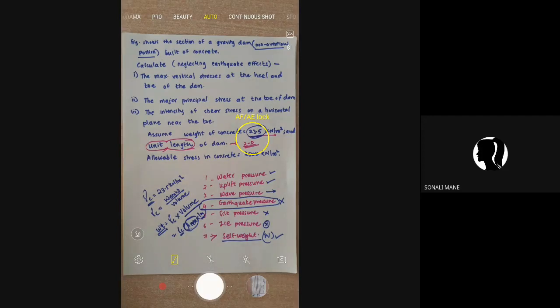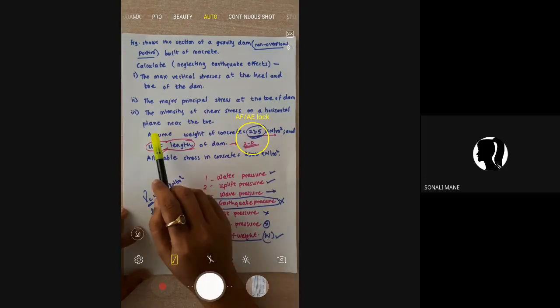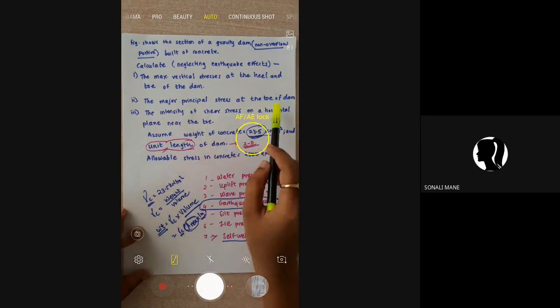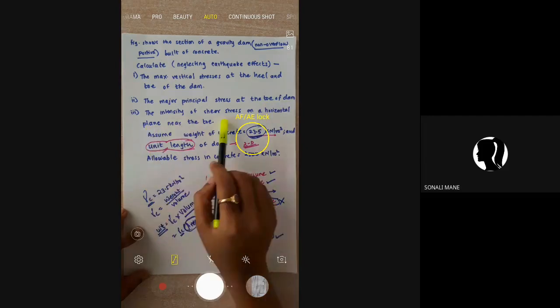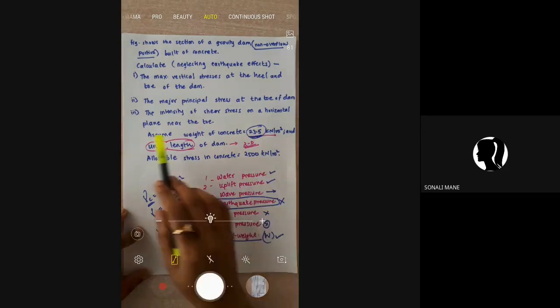In the last class we started with the analysis problem of a gravity dam, right? So in that, the problem was given as a figure showing a section of a gravity dam in the non-overflow portion, that is the portion excluding the spillway. So we have to calculate the maximum vertical stresses at the heel and at the toe of the dam, and the principal stress at the toe of the dam, and the intensity of shear stress on a horizontal plane near the toe.